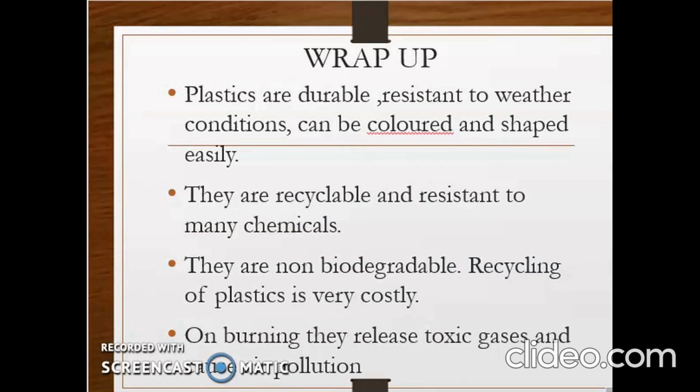So in this part 3, you have learned that plastics are durable, resistant to weather conditions and can be colored and shaped easily. They are recyclable, resistant to many chemicals. They are non-biodegradable. Recycling of plastic is very costly. On burning, they release toxic gases, causing air pollution.